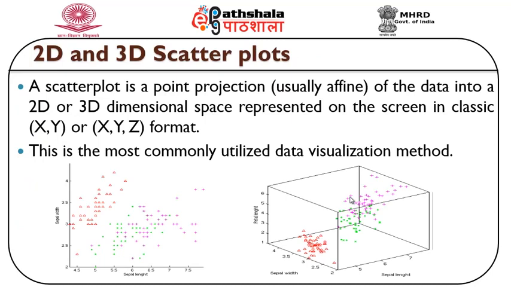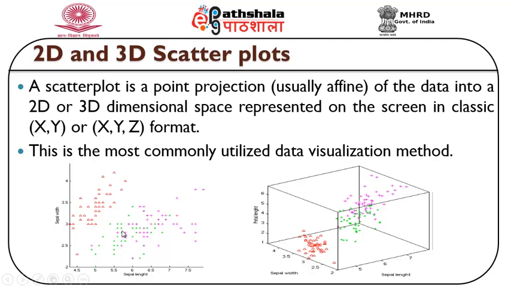The first one is the 2D and 3D scatter plot. A scatter plot is a point projection, usually affine in nature, of the data onto a 2D or 3-dimensional space, which is represented on the screen in a classic XY format or an XYZ format. This is the most commonly used data visualization method. So here are the examples for 2D and 3D scatter plots.